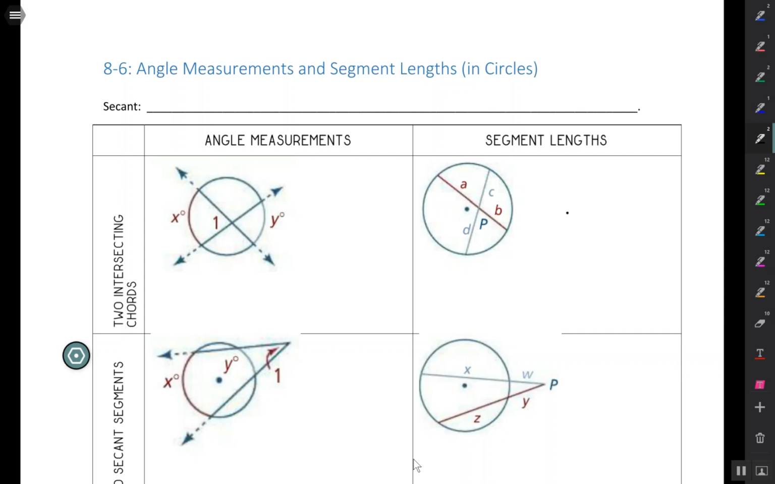Welcome to a video on section 8.6, which is looking at angle measurements and segment lengths in circles. To begin with, we need to do a definition. We need to define what a secant is.